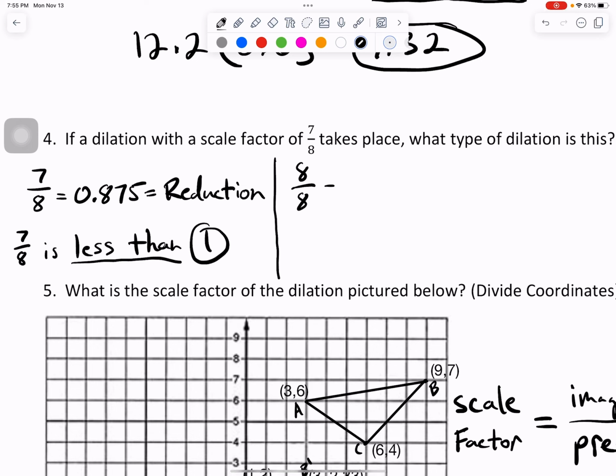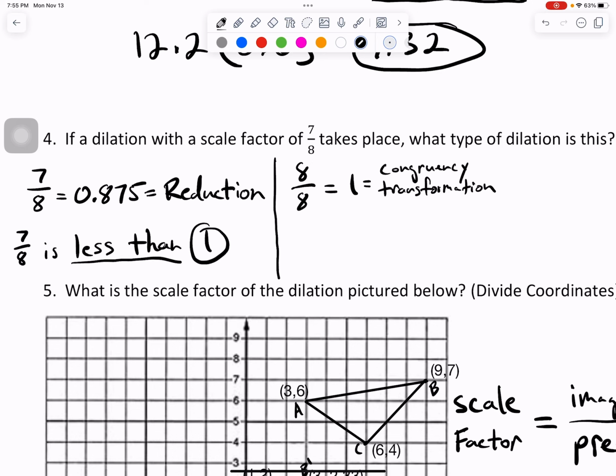Well, 8 over 8, or any number divided by itself, is equal to 1. All right, so that's going to equal a congruency transformation. So basically, it's just taking a shape, and since we've been working with a lot of triangles, it's just taking that shape and moving it to a different spot along the grid, or along our graph. Or it might be rotated. It might be reflected, but it's the same size, same shape.